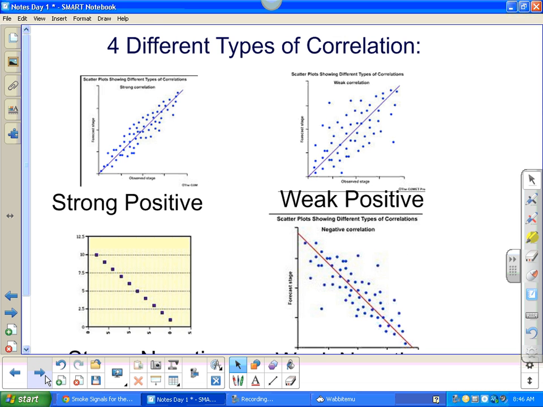Okay, so now that we know how to figure out the equation on our calculator, we're going to talk about how closely these lines cut through these points and how tight your data can be. So right now we have 4 different scatter plots. 2 of them are positive and 2 of them are negative. The buzzword right here is correlation. We're looking for how closely the data correlates.